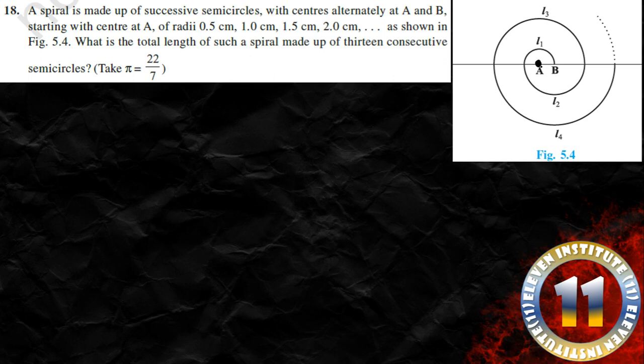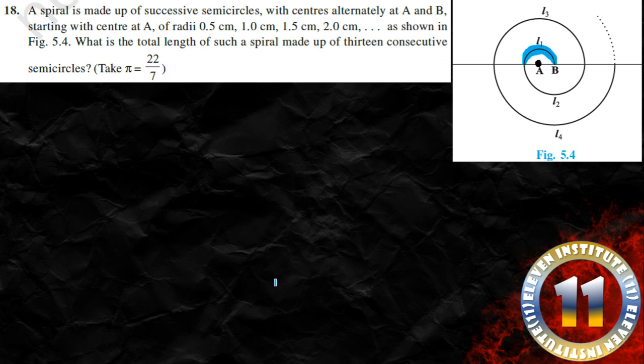Now, the distance between A and B is 0.5, so this will be taken as our radius. 0.5 centimeters will be taken as our radius, and we draw an arc like this, a semicircle, from here to here. I hope this is visible to you. This semicircle has a radius of 0.5 centimeters.